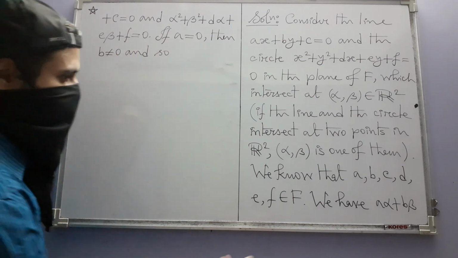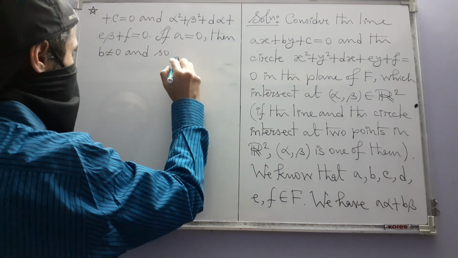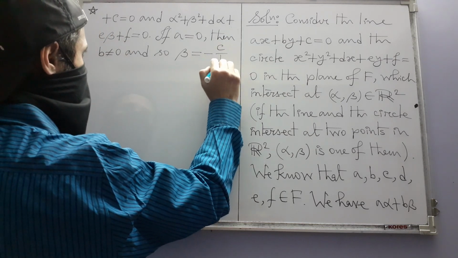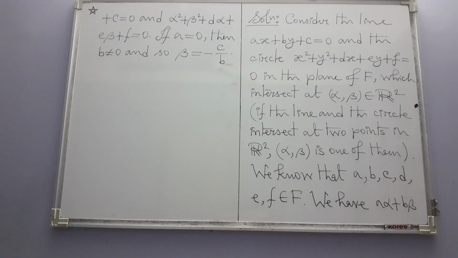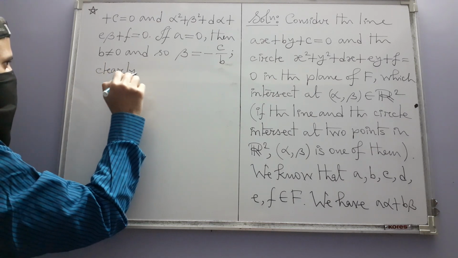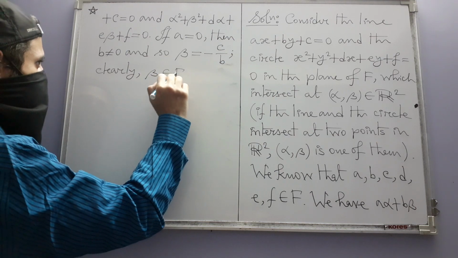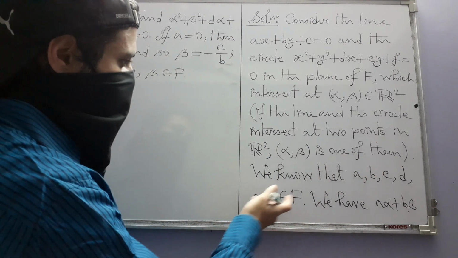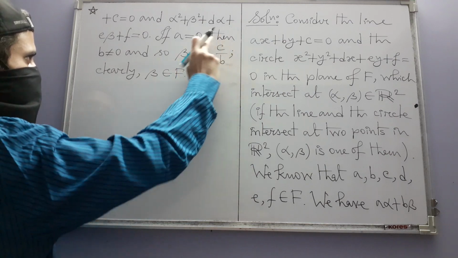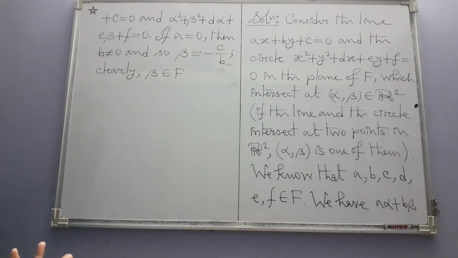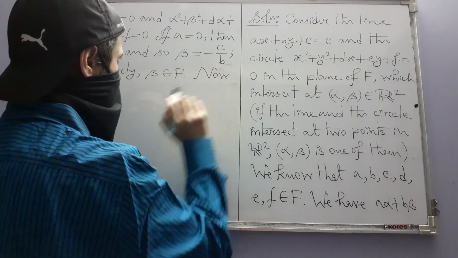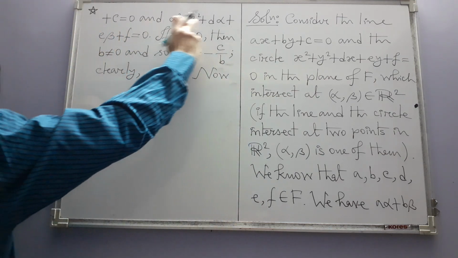And so what do we get from this? We get this. Beta equal to minus C divided by B. Clearly, beta belongs to F, because C, B, all these things are coming from F. F is a subfield of R, and additionally B is non-zero, so this additive inverse of C over B is going to be in F. Now, if we use this value of beta here in this equation, then what do we get?